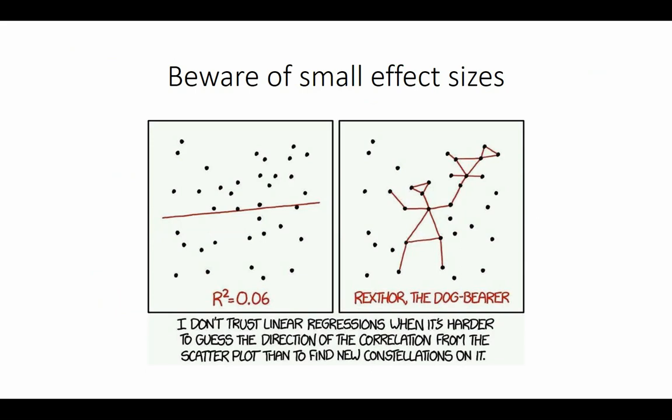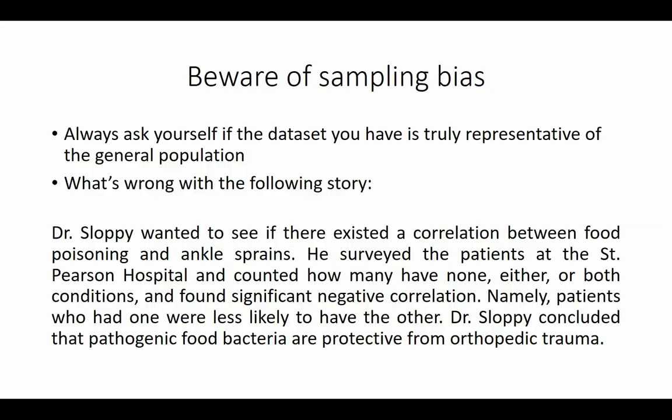That's a figure I really like, which teaches the important lesson of being wary of very small effect sizes. It says, "I don't trust linear regressions when it's harder to guess the direction of the correlation from the scatter plot, like you see here, than to find new constellations on it." And I really think it's spot on. Like we said, even if it's significant because we have many, many points, I think you would agree that it really doesn't mean much. And again, this resonates with the lesson I spoke about of distinguishing between significance and effect size.